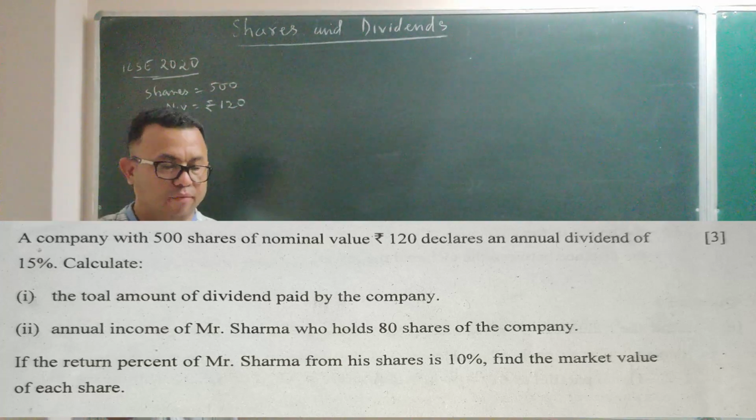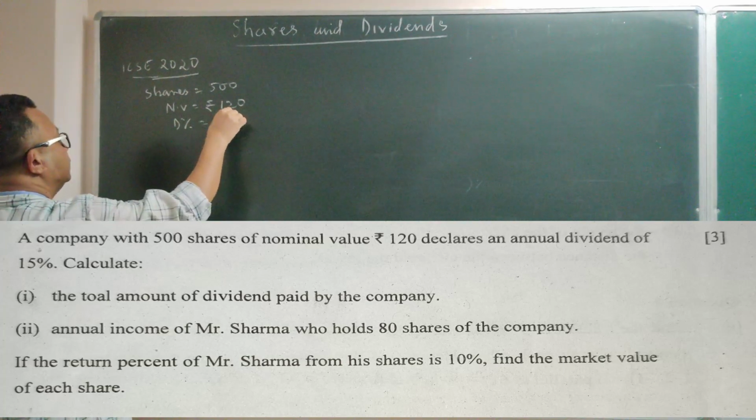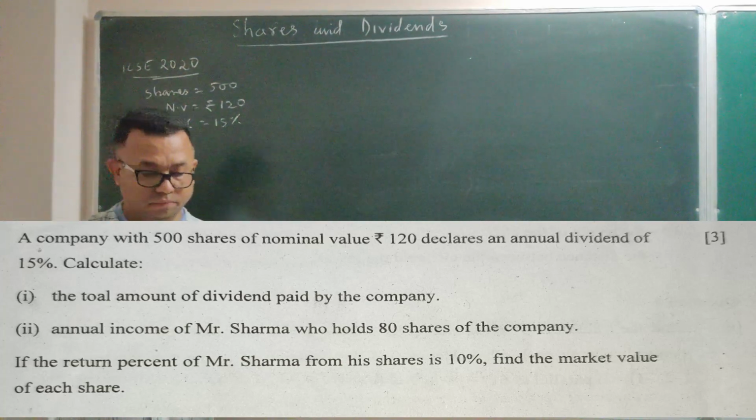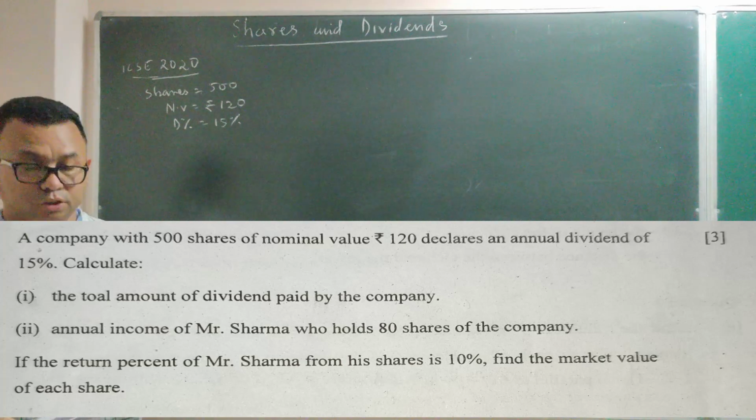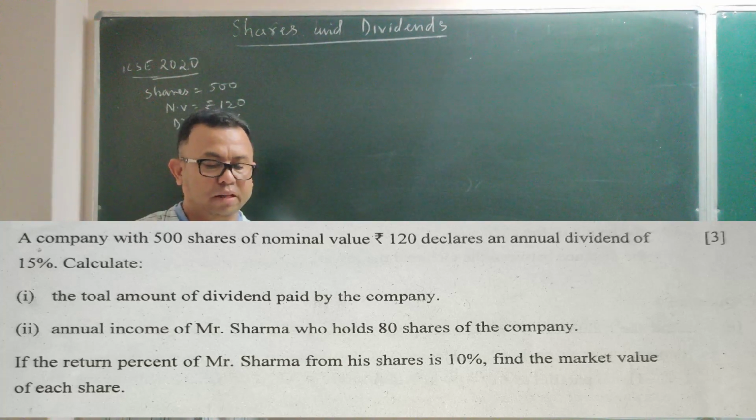Declares an annual dividend of 15%. So there you are, dividend percent is declared as 15%. So these are the three things which are given. Now the first question: calculate the total amount of dividend paid by the company.